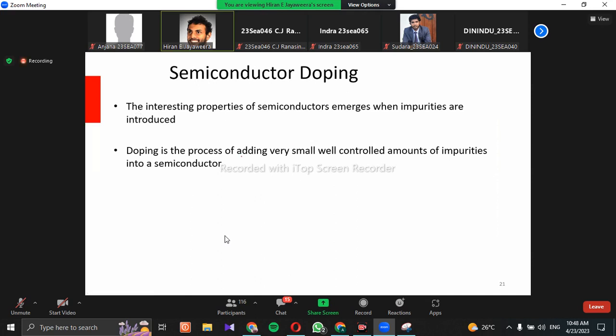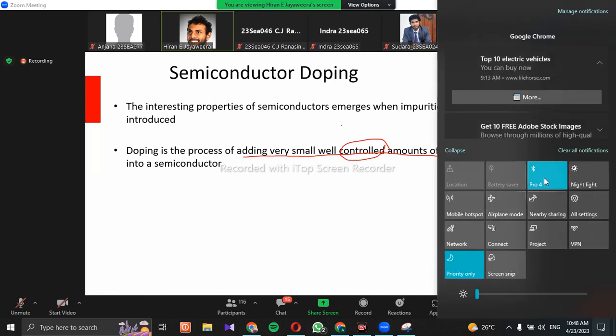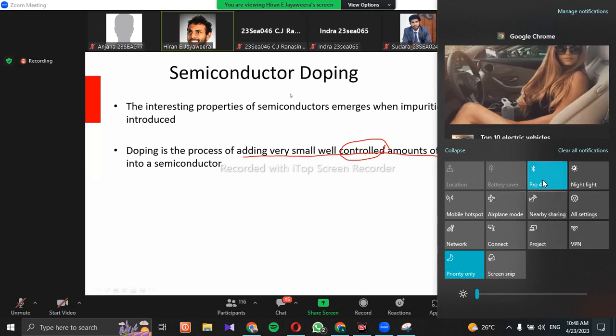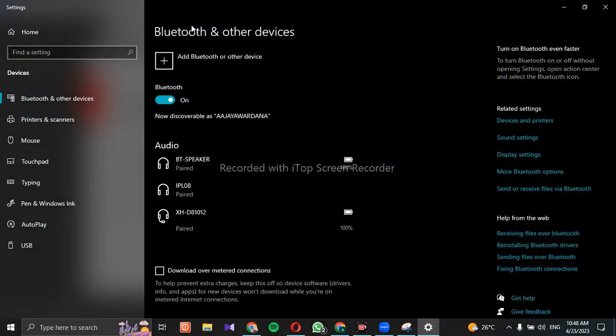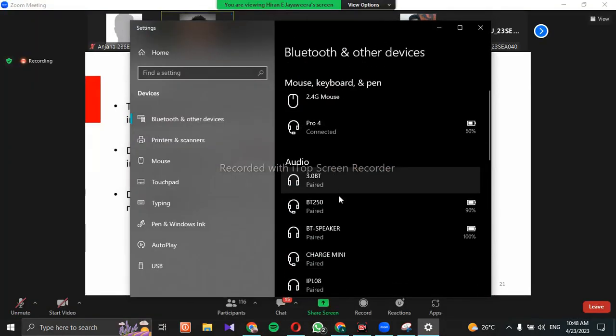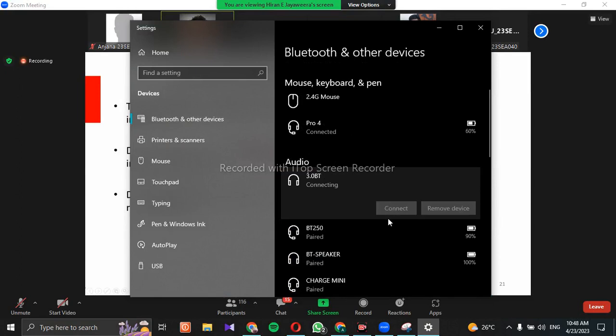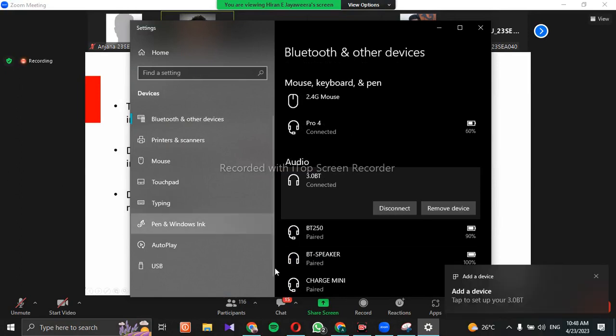Doping is the process of adding very small, well-controlled amounts of impurities, right? So we are the ones deciding how much impurities are added, and it's a very sophisticated system in material science. They control it. So by doping, you can increase and decrease the resistivity. I will explain how we do that.